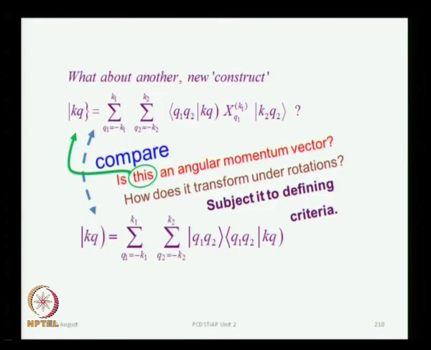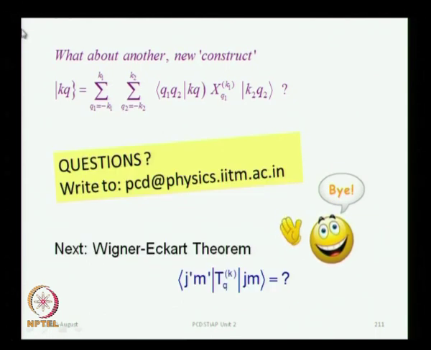Okay, we will discuss it in the next class. We will see that you can subject it to the defining criterion and it turns out that it is also an angular momentum vector, and that is a very nice feature, because what you find is that what you have composed over here is an angular momentum vector which comes from the result of an operator operating on a vector, and the left hand side is an angular momentum vector.